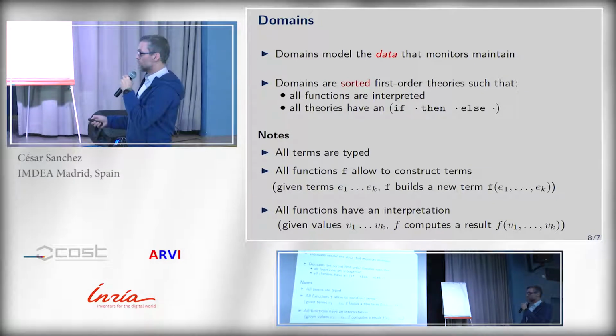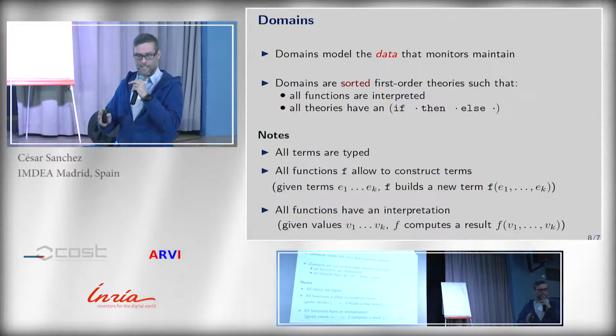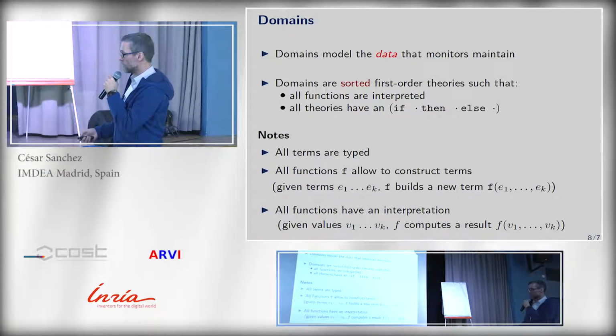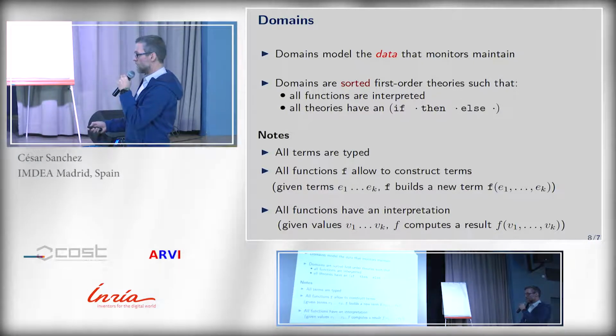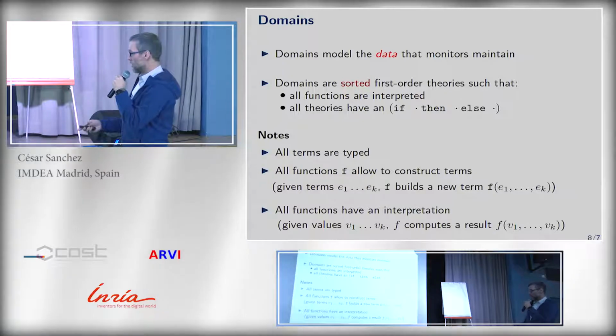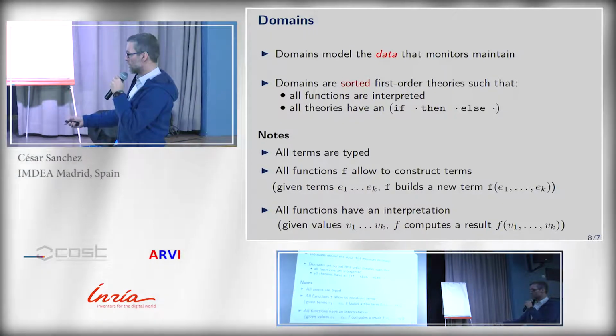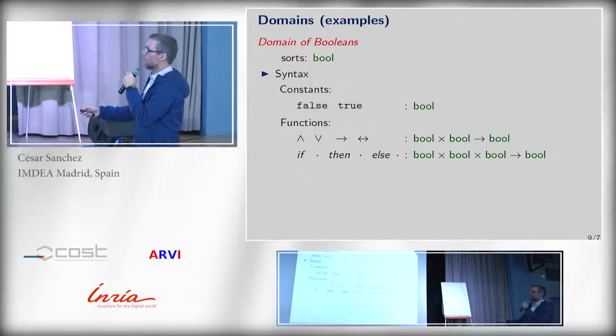So first thing is it's a sorted first-order logic, so all terms are typed. So variables have a type, for example, and all functions have a type of the arguments and build a term of the given type. All functions are interpreted. Let me give you examples. This will be easier to explain this way.